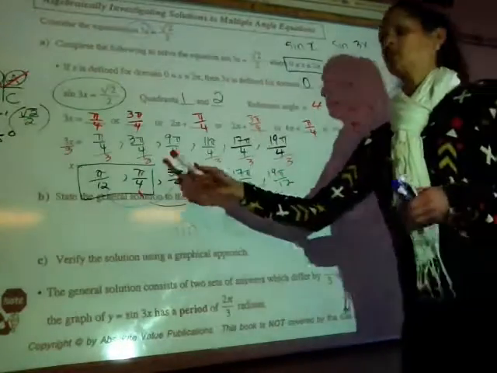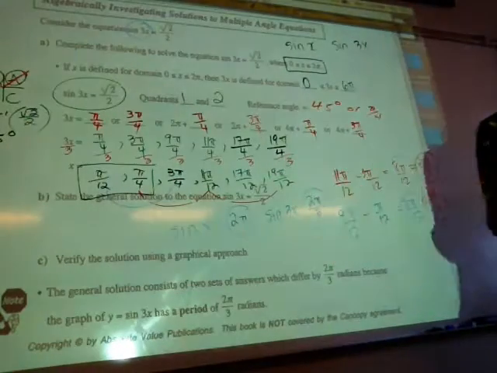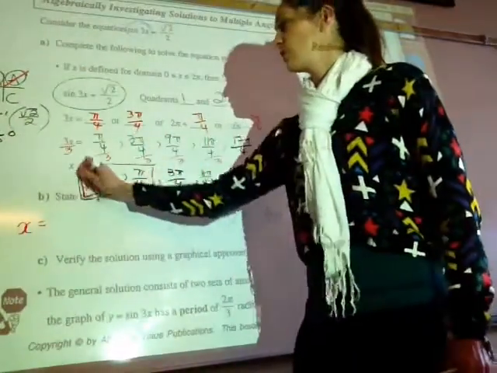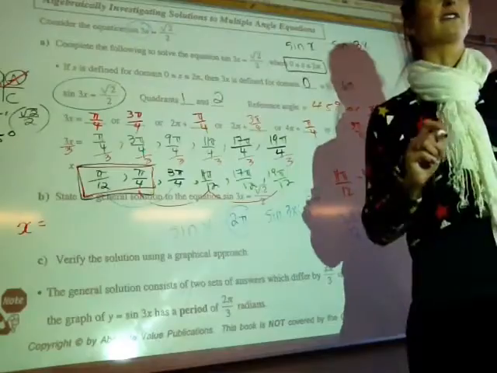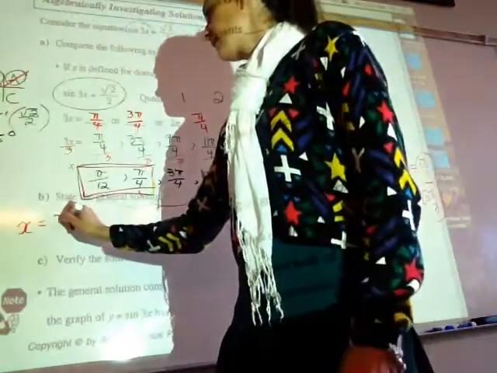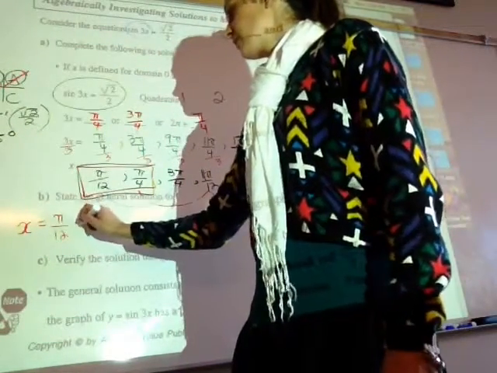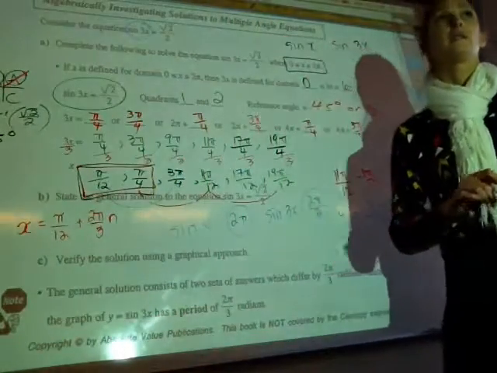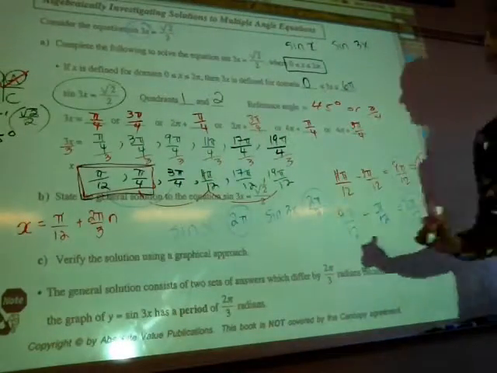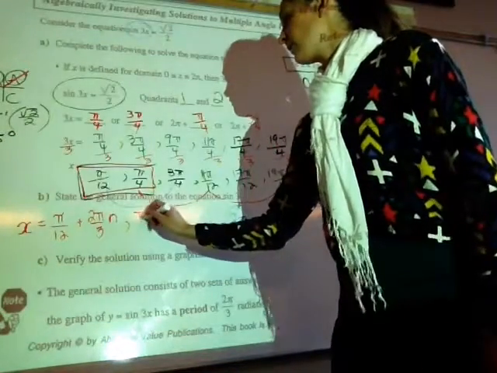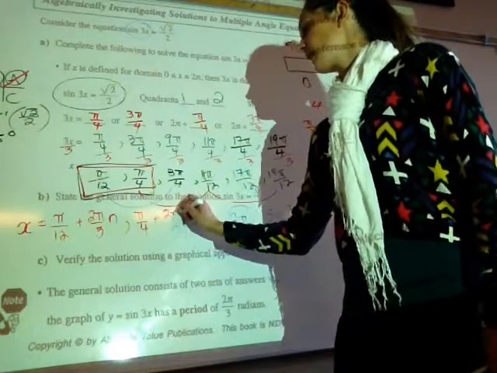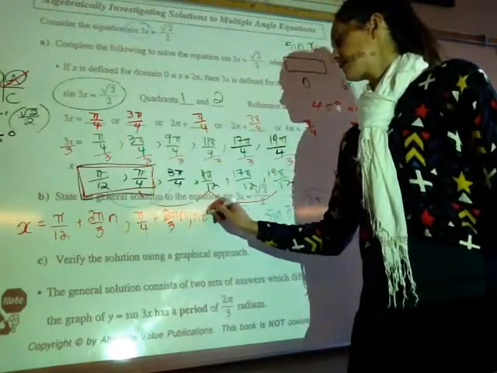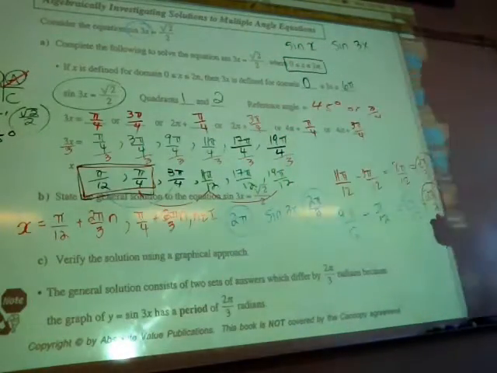Okay, so the general solution will be using the new period. So for the general solution, we take our first two values of x, and we just have to add our period. So pi over 12 plus 2 pi over 3 times n, and pi over 4 plus 2 pi over 3 times n, where n is an element of the integers.